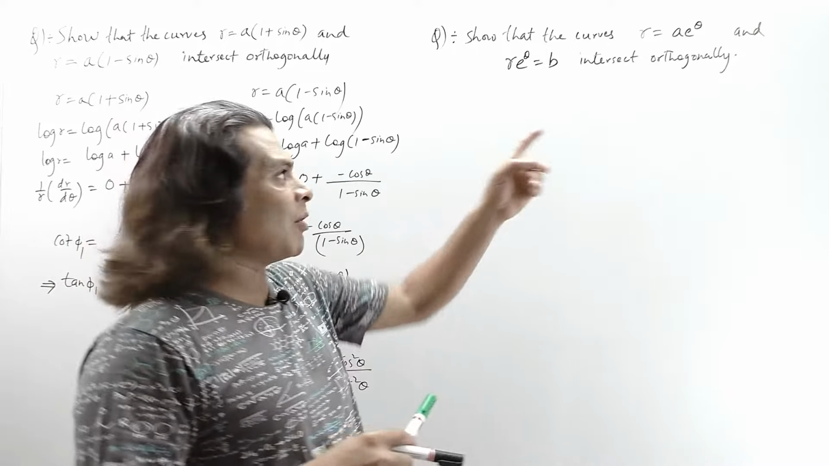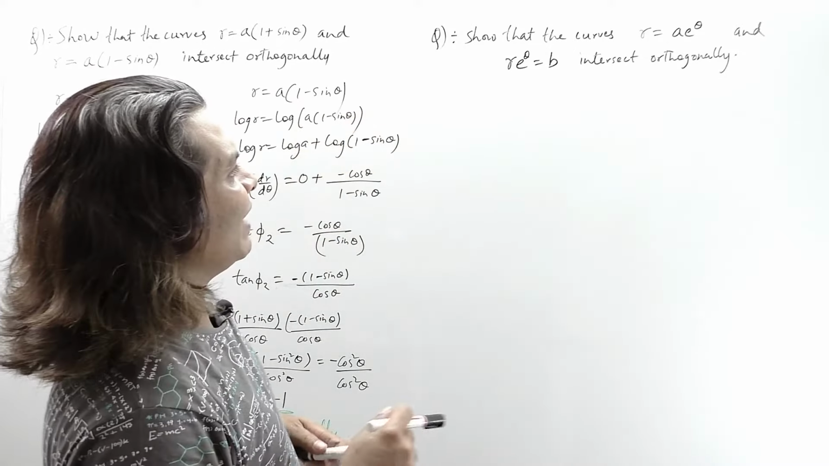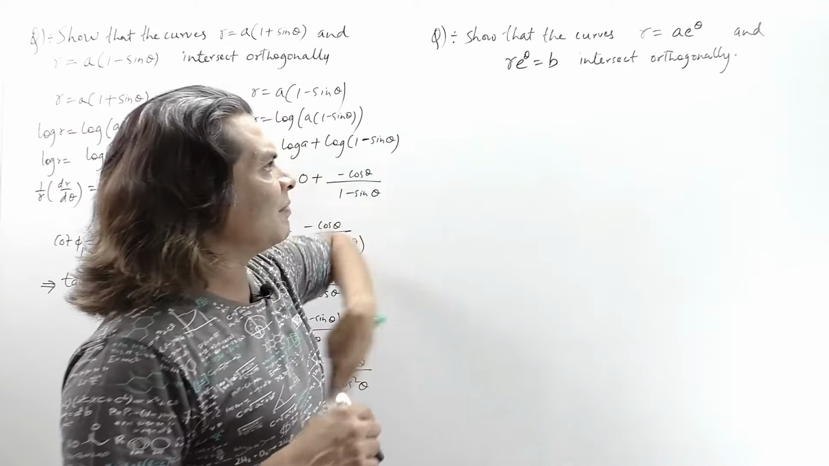So moving on to the next problem here. Show that the curves r is equal to a e raised to theta and r e raised to theta is equal to b intersect orthogonally. This is the last problem of this video.